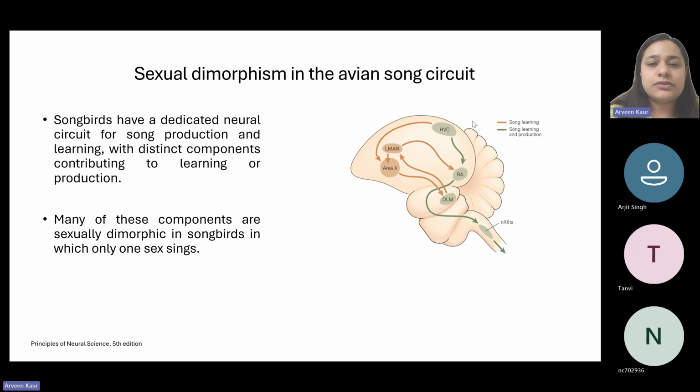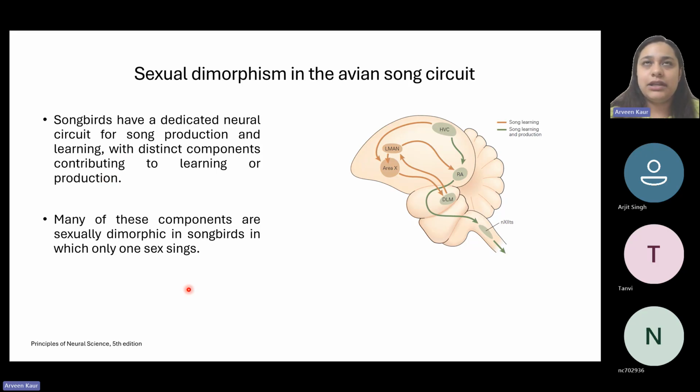Then this also exists in birds, right? So there is a sexually dimorphic pattern that exists in avian songbirds, in the avian song circuit. In the songbirds, they have a dedicated neural circuit for song production and learning, with distinct components which are contributing to learning or production of songs, right? This is what it looks like. Many of these components are sexually dimorphic in songbirds in which only one sex sings, right?